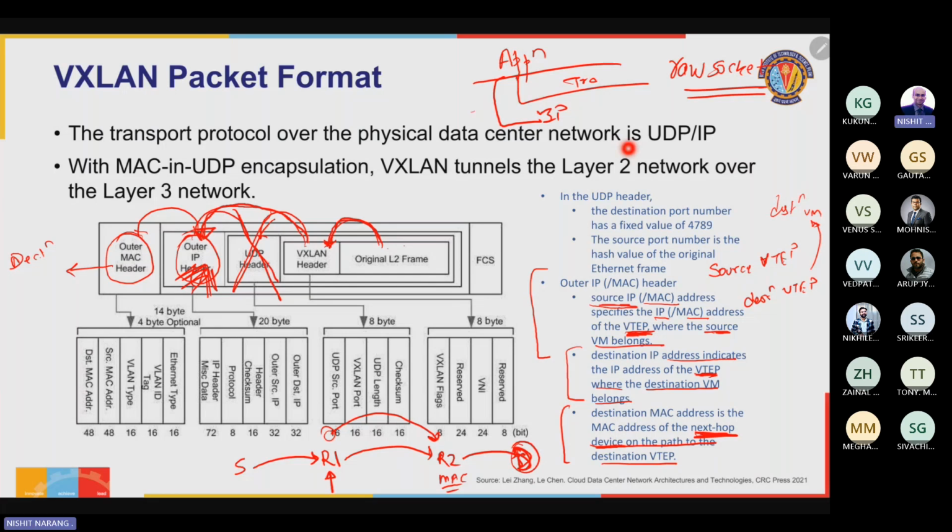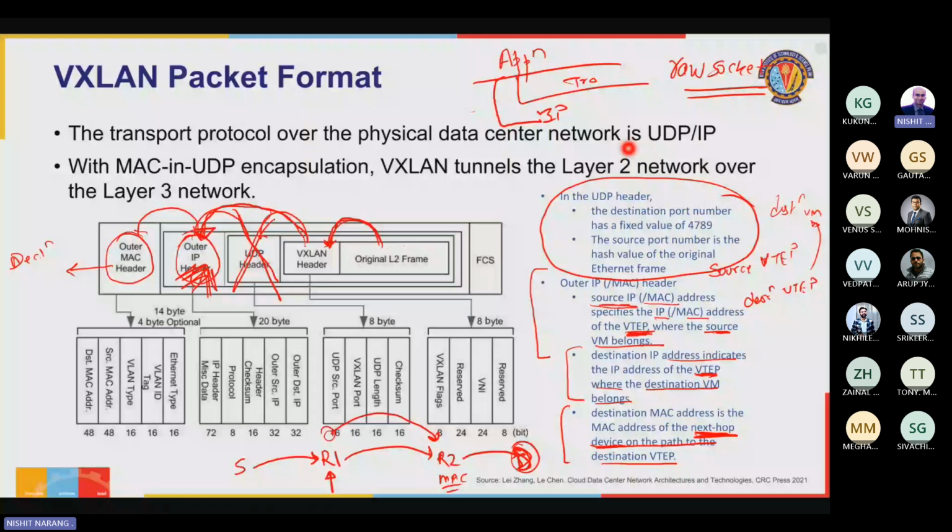I'm defining VXLAN to follow a MAC in UDP encapsulation, not a MAC in IP encapsulation. So that when I do MAC in UDP encapsulation and I set the UDP port numbers like we just explained, I can better utilize the benefits of ECMP in the underlay data center network. Make sense? So this is what VXLAN does. MAC in UDP encapsulation. Okay.